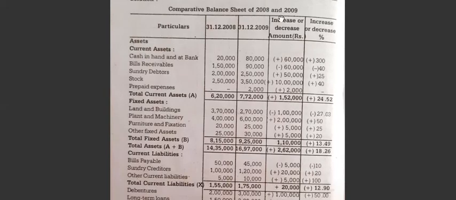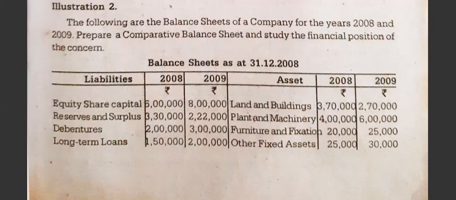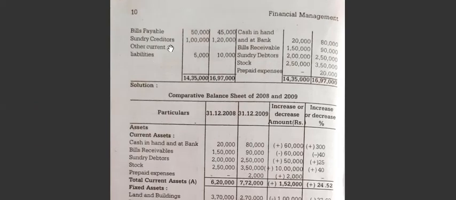Now, balance sheet for 2008 and 2009, with increase or decrease in amount and in percentage. Assets: first we have to write all the current assets. Now what are the current assets? Check in the problem, you will get them. Current assets start from here: cash in hand and at bank, bills receivable, sundry debtors, stock and prepaid expenses. These all amounts you have to show here and find out the difference.